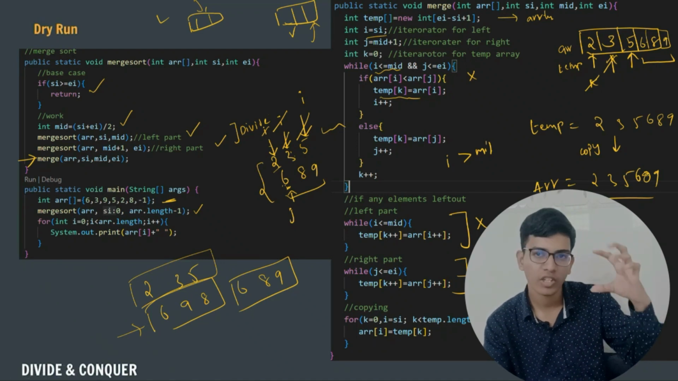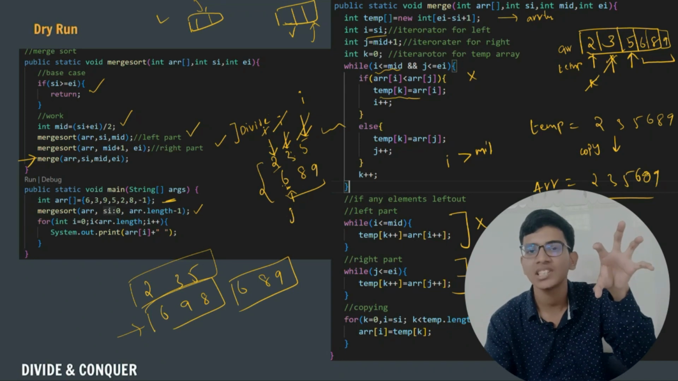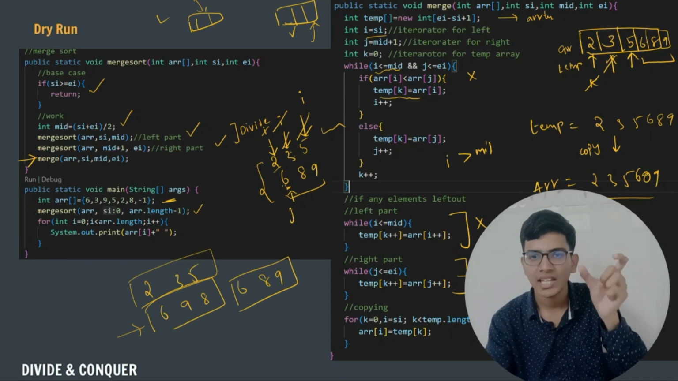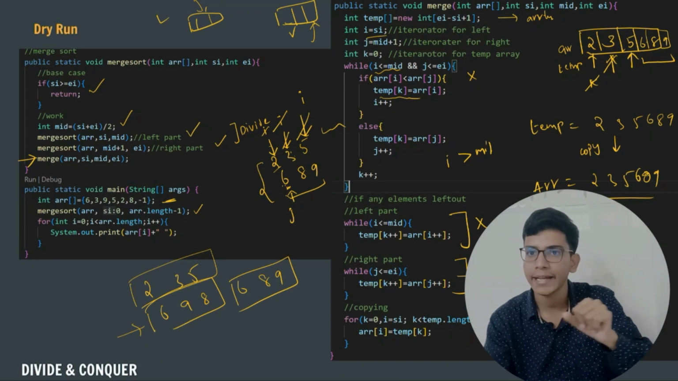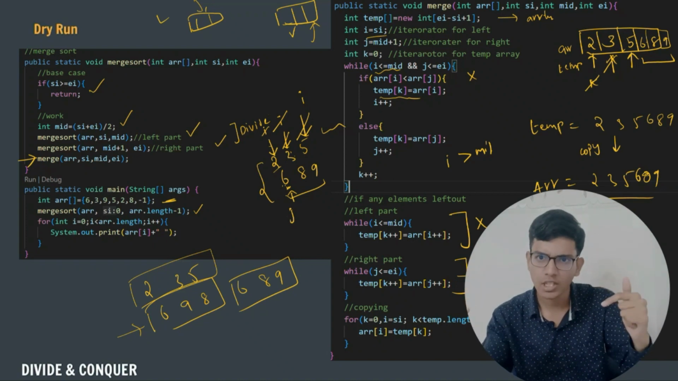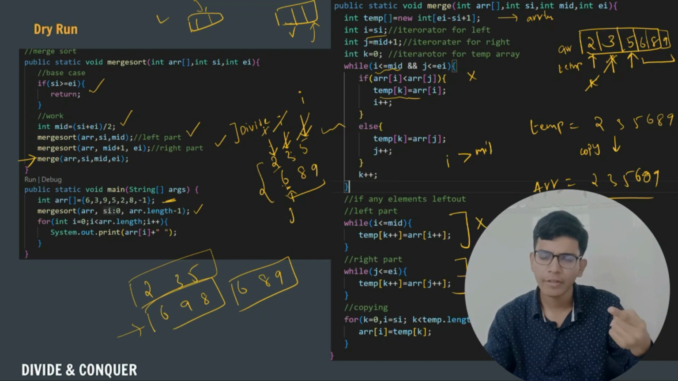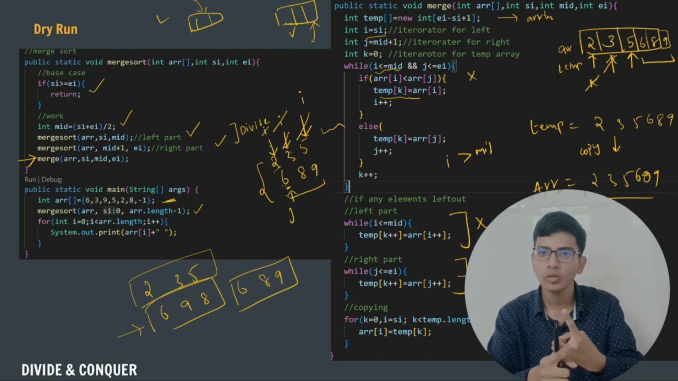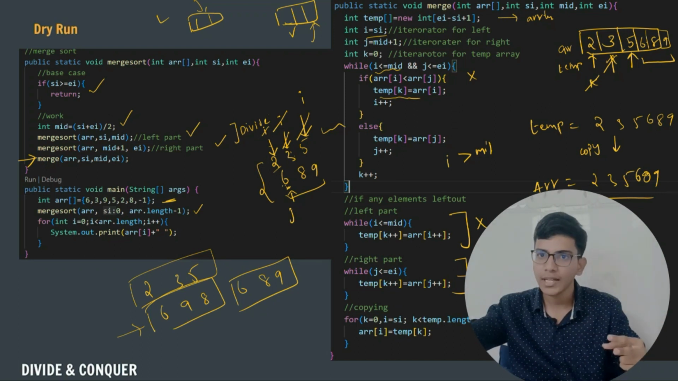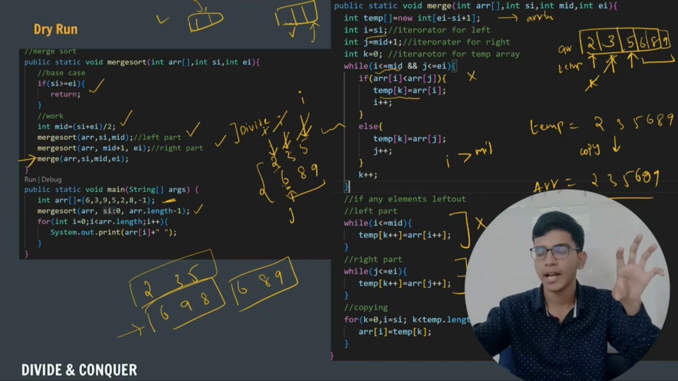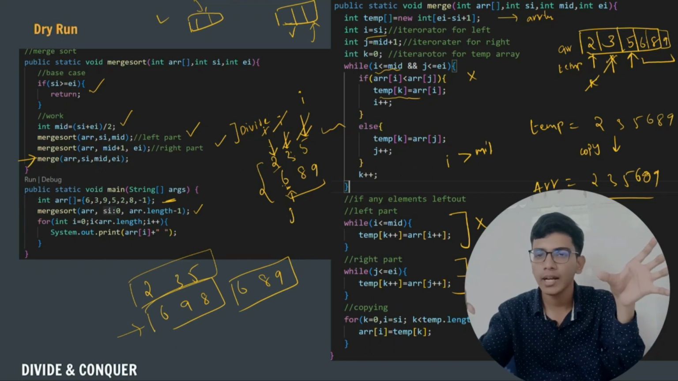In the merge sort function, first of all, write your base case, that is for a single element. If the starting index is greater than or equal to the ending index, then return, right? After that, calculate the mid value. After calculating the mid value, call for the left part and the right part, and sort the left part and right part by dividing and combining.